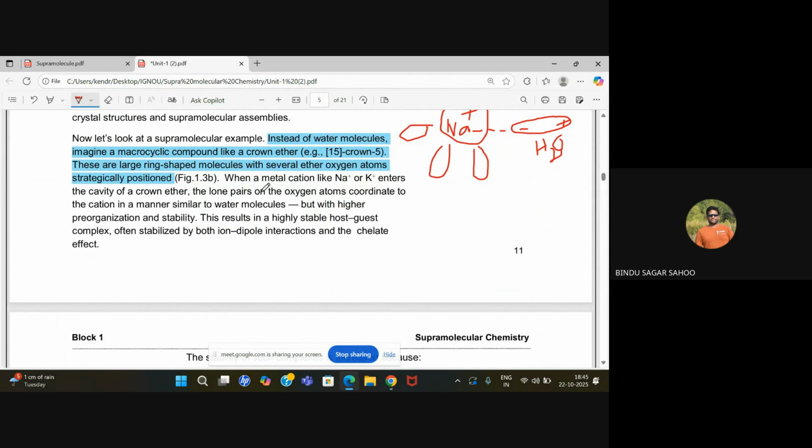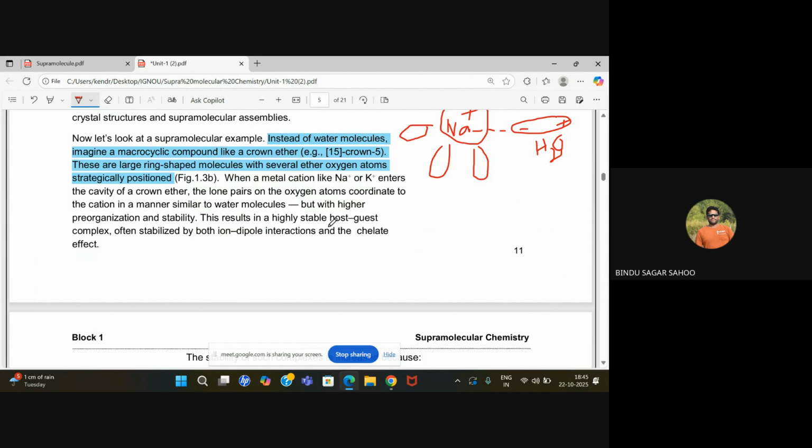You can read here also. When a metal cation like sodium or potassium ion enters into the cavity of the crown ether, the lone pairs on the oxygen atoms coordinate to the cation. Due to the presence of lone pairs, the oxygen atom can easily get a partial negative charge because of its lone pair electron density. So this results in a highly stable host-guest interaction.